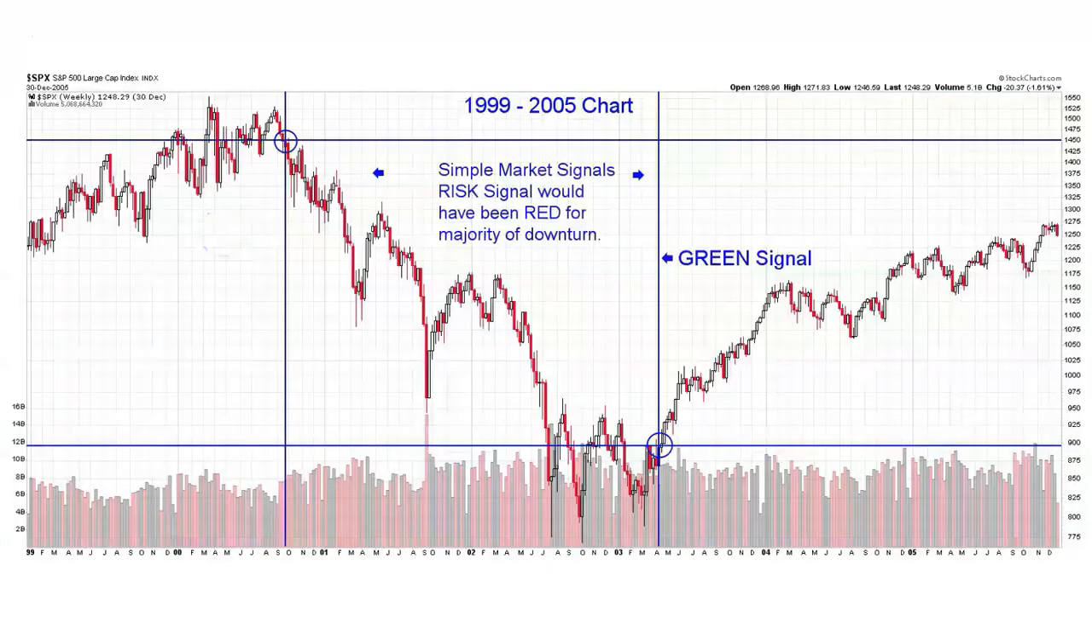Now let's go back and take a look at how Simple Market Signals could have helped you in the bear market that started in 2000 and ended in '03, and then next we'll take a look at the bear market that started in 2007 and ended in '09.